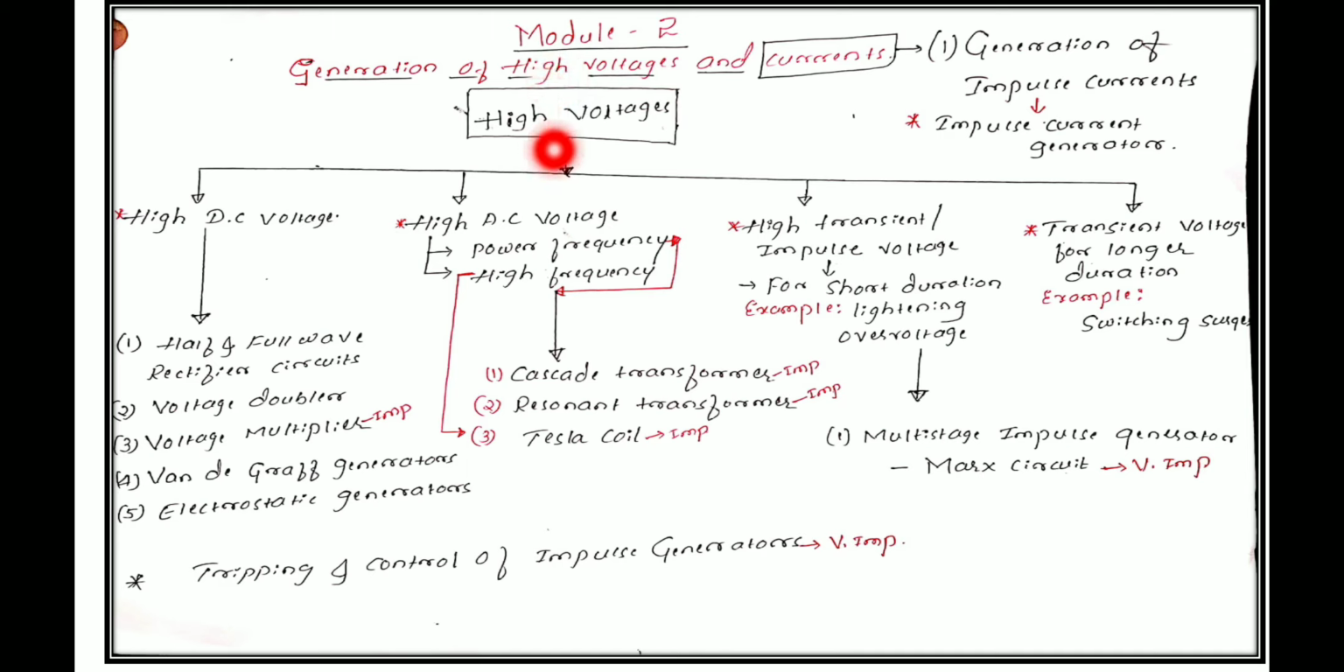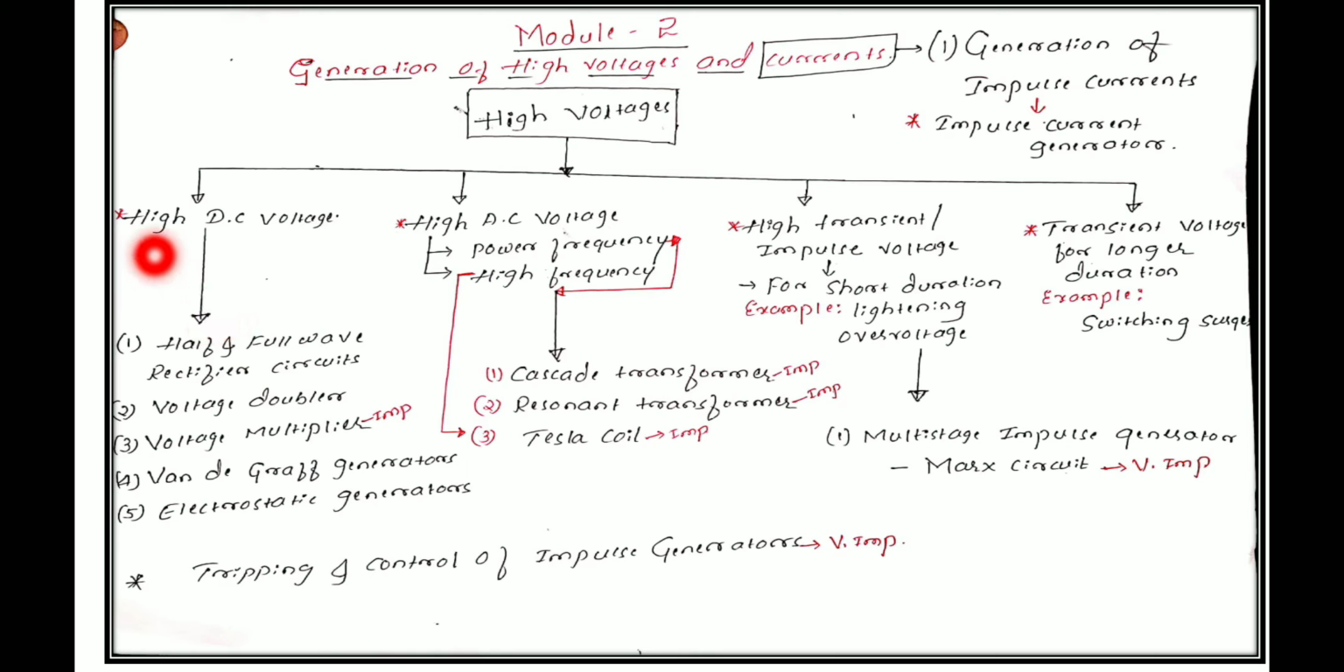As I already said, there are different forms of voltages: high DC voltage, high AC voltage at power frequency, and one more at a higher frequency. The fourth one is high transient or impulse voltage for a shorter duration, and one more at a longer duration. For all these voltages, what techniques or methods are we going to use? We'll list it out.